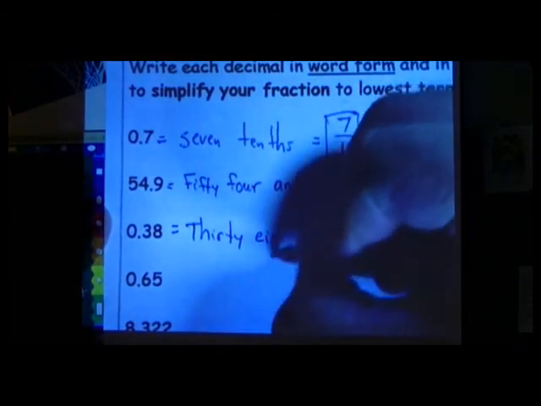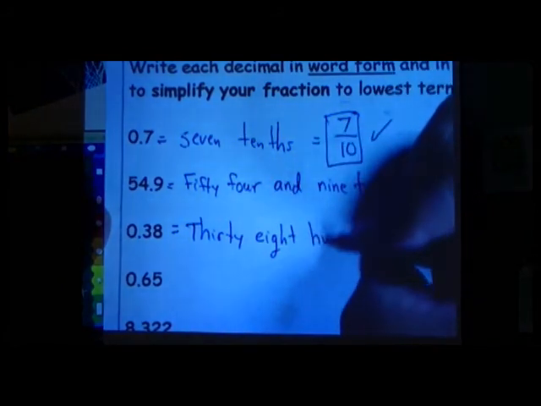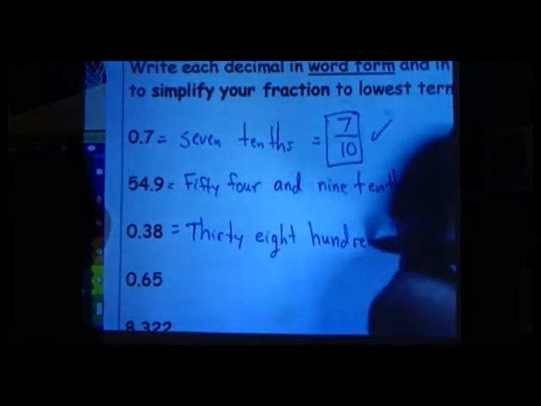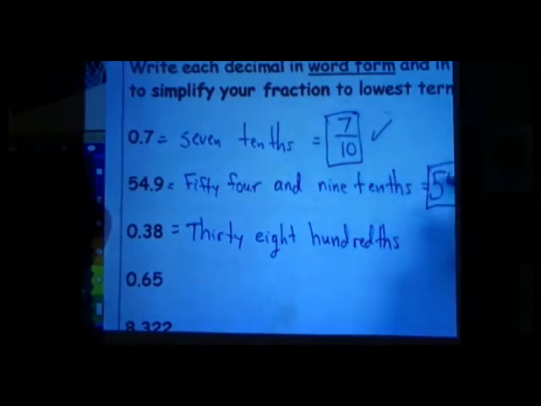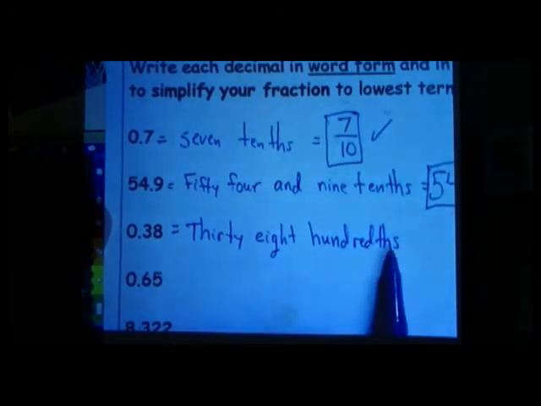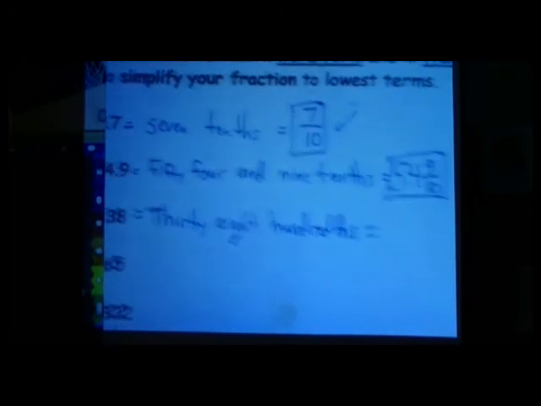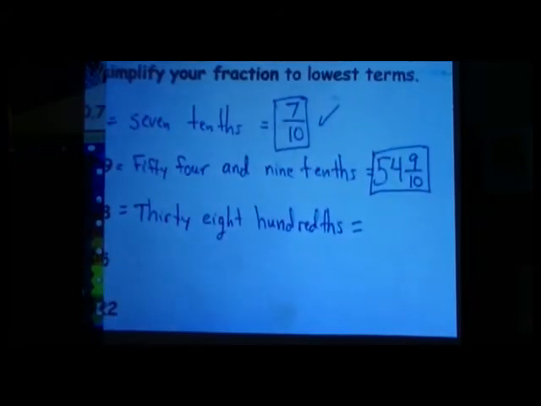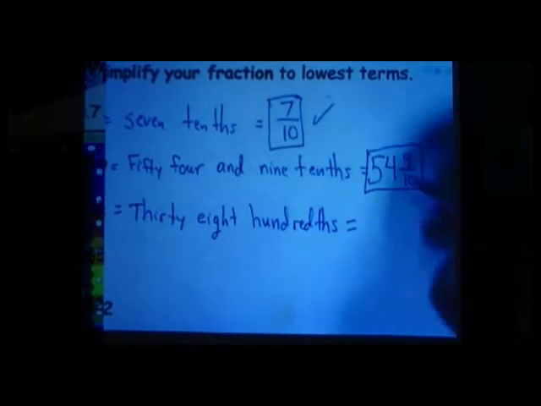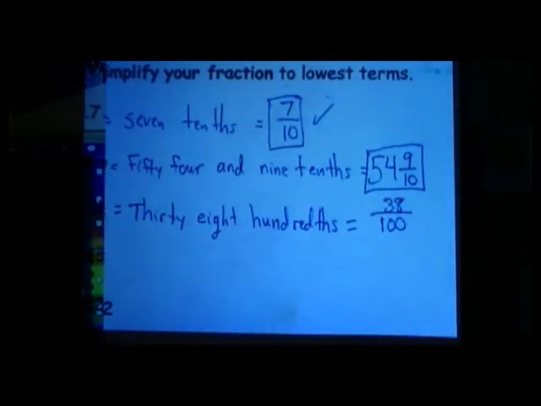38 hundredths. And notice that I do THS at the end, because the 38 was to the right of the decimal. So make sure that you have that 38 hundredths with the THS. Okay, now I'm going to write it in fraction form. 38 hundredths, that means 38 out of 100. So my fraction is 38 over 100.